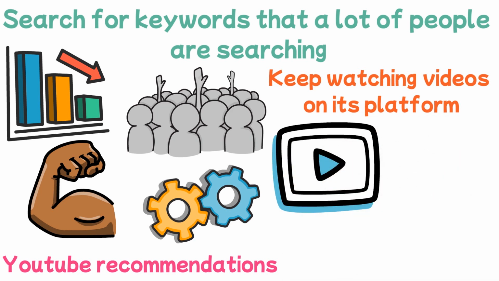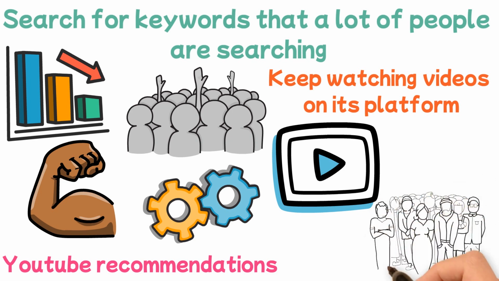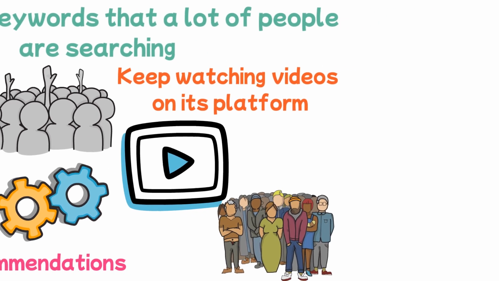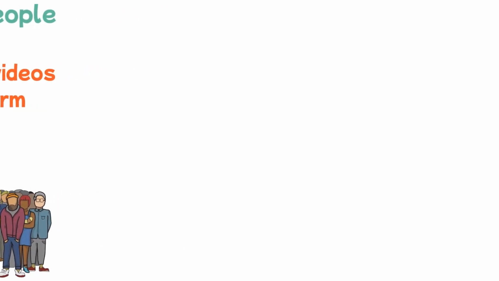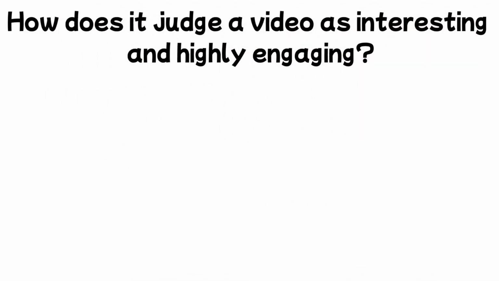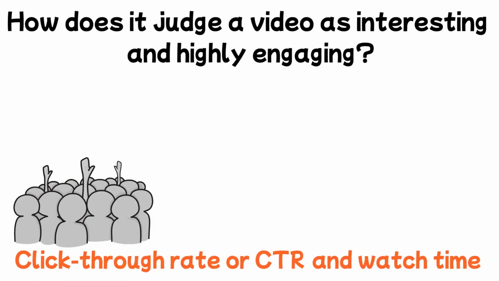To utilize this, you need to understand the YouTube algorithm. YouTube wants its viewers to keep watching videos on its platform. The way it achieves this is by recommending what it thinks are interesting and highly engaging videos to people that are more likely to watch them. So, how does it judge a video as interesting and highly engaging? It uses two metrics: click-through rate or CTR and watch time.